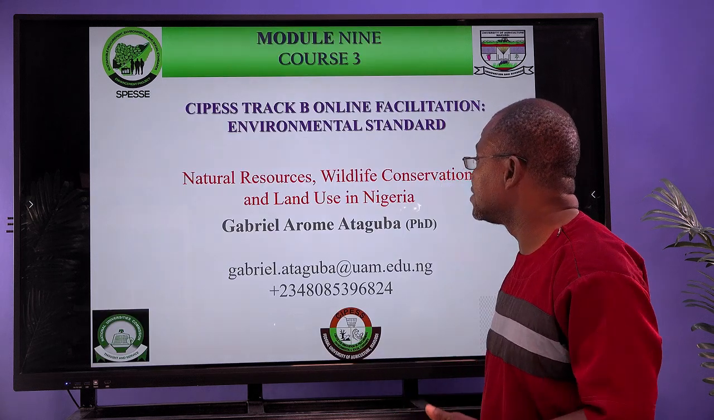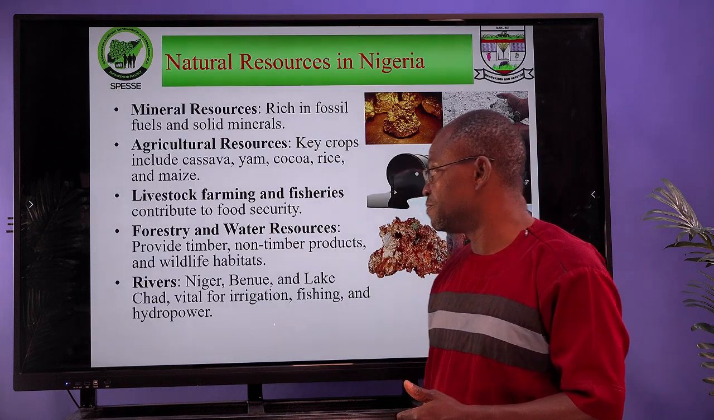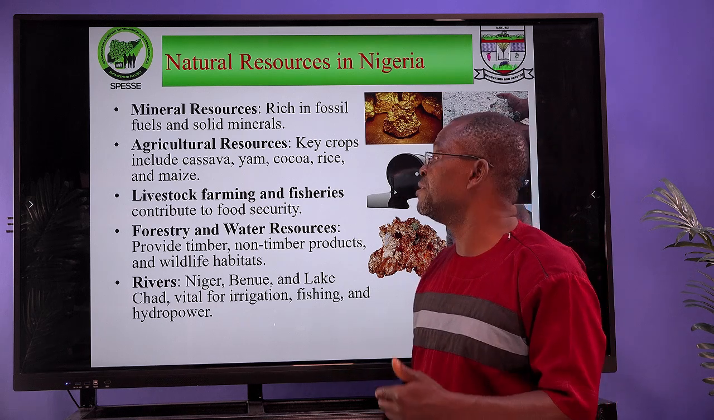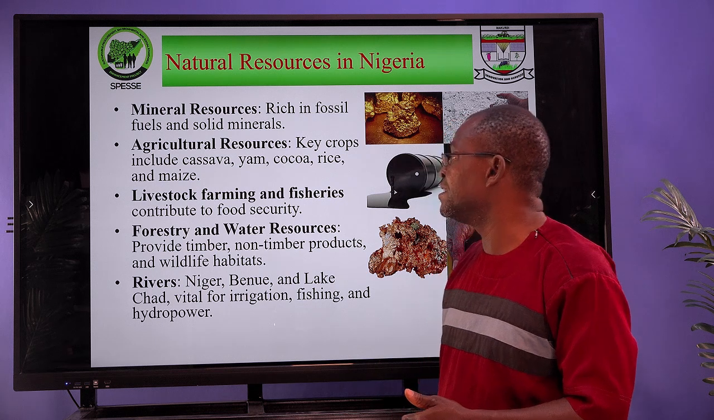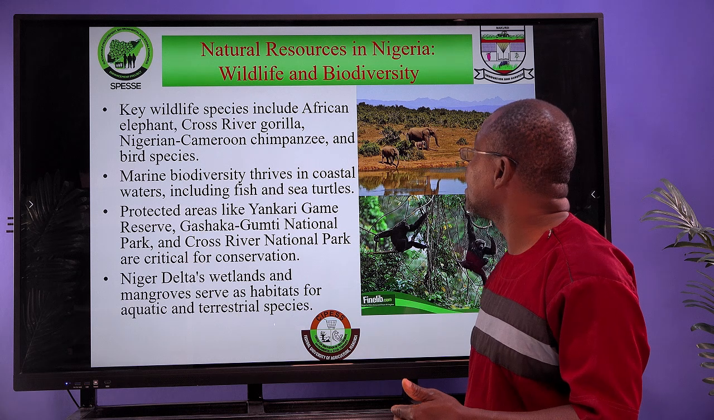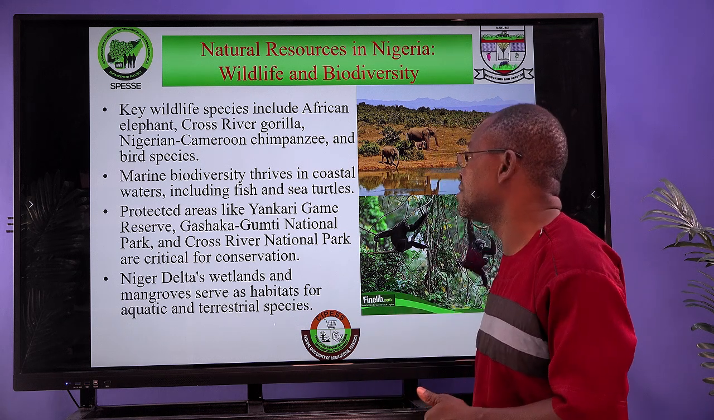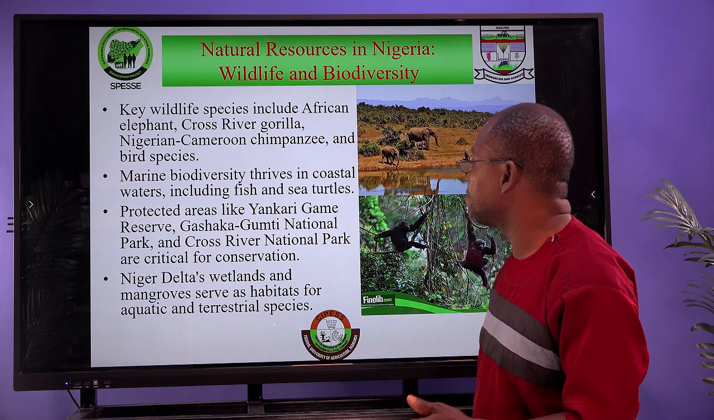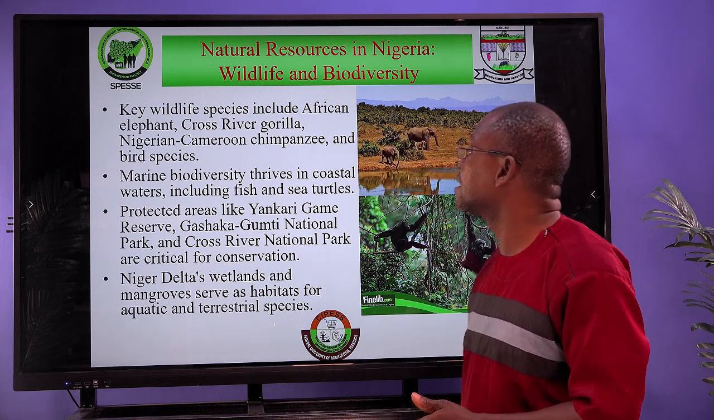So we move on to natural resources and wildlife conservation as well as land use systems in Nigeria. There are various natural resources available in Nigeria: mineral resources, agricultural resources, livestock, forestry, and fisheries within the Nigerian environment. We have key wildlife within Nigeria, including the African elephant, Cross River gorilla, and the Nigeria-Cameroon chimpanzee. These are iconic species that are available within the Cross River National Park, as well as the Yankari Game Reserve and other national parks within the country.